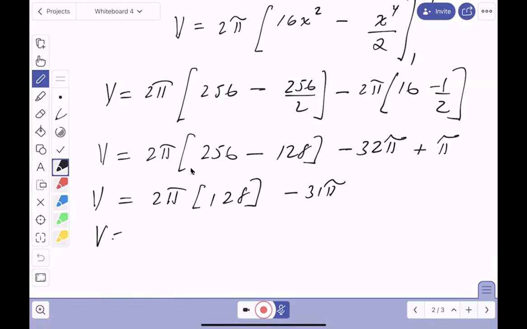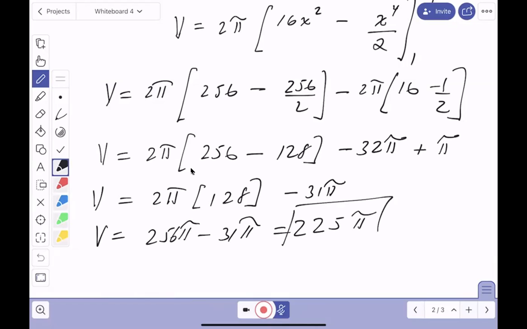All right, let's keep going. 256 pi minus 31 pi. And what do you get over there? Let's see, 2, 2, 5 pi. And they're cubic units, by the way.